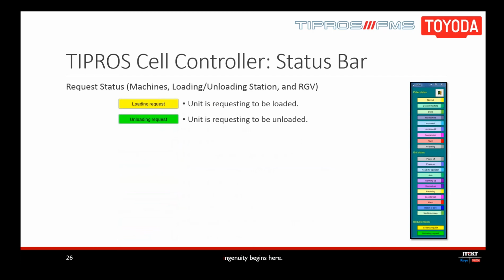This would be request statuses that you would see. Yellow means that it's ready for loading, and if we have green, then that means that the pallet's ready to be unloaded. So again, very simple. So that's what each color-coded status in the cell controller means. And we'll move on to the loading and unloading at the load station.